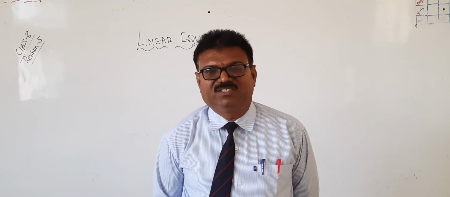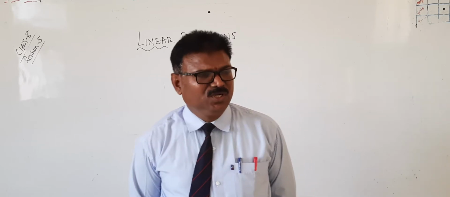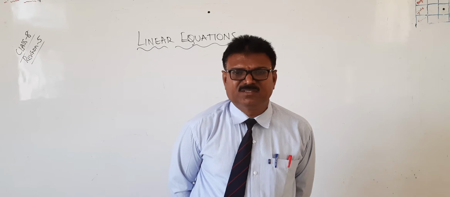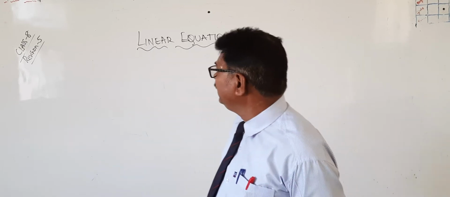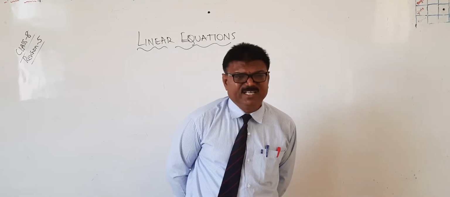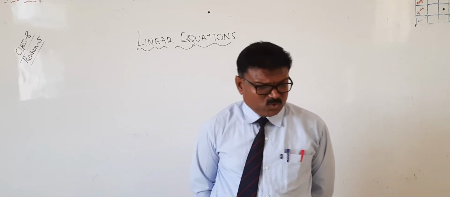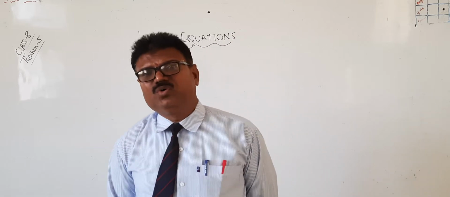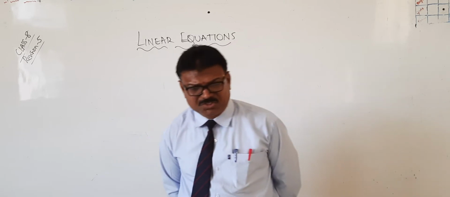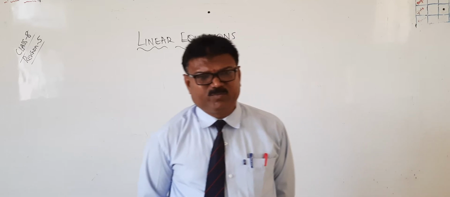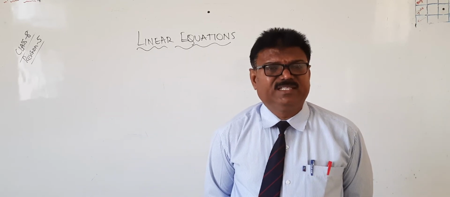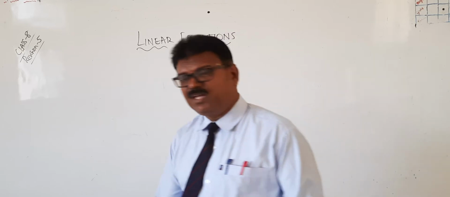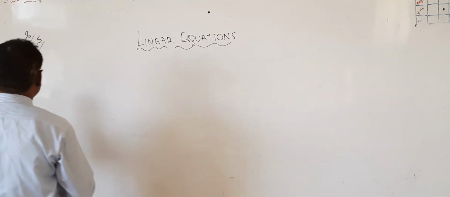In the last two classes we completed the revision of the first lesson, rational numbers, as well as one more chapter, and today I am dealing with linear equations. Before going to this chapter we should know some things like constant, variable, expression, term, and equation. I will explain one by one.